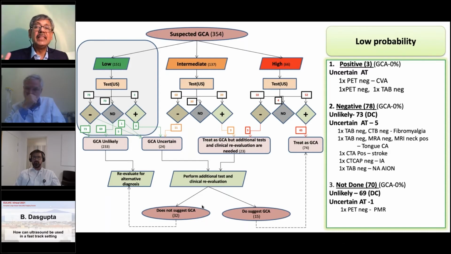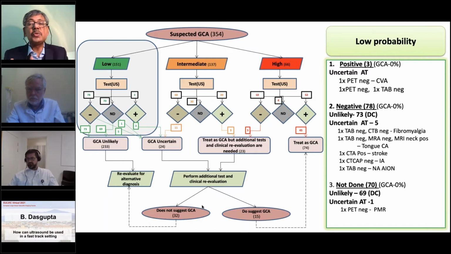And in the intermediate category, of course, if the ultrasound comes back as positive, you may still want to do an additional test because it's in the intermediate category. And we did that. And in our experience, the ones who had positive tests in the intermediate category came back as positive for GCA with their additional tests.